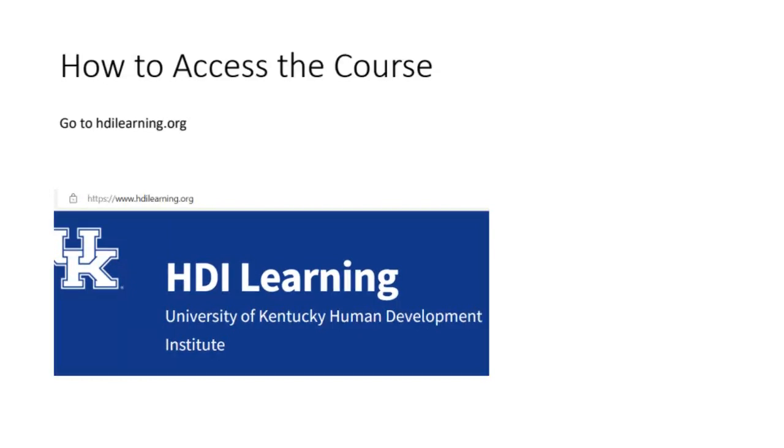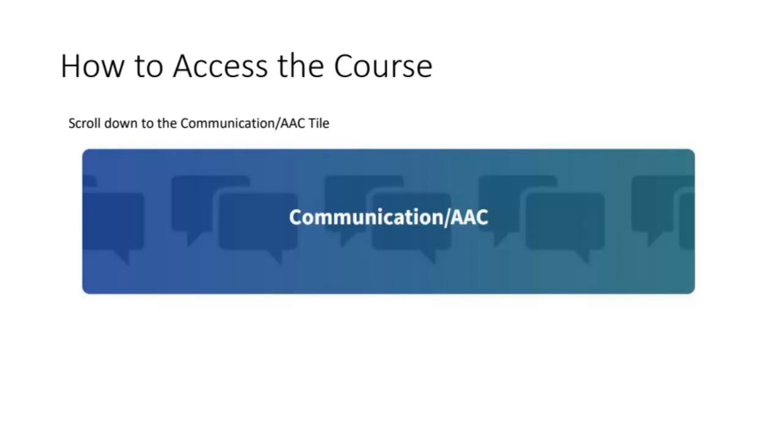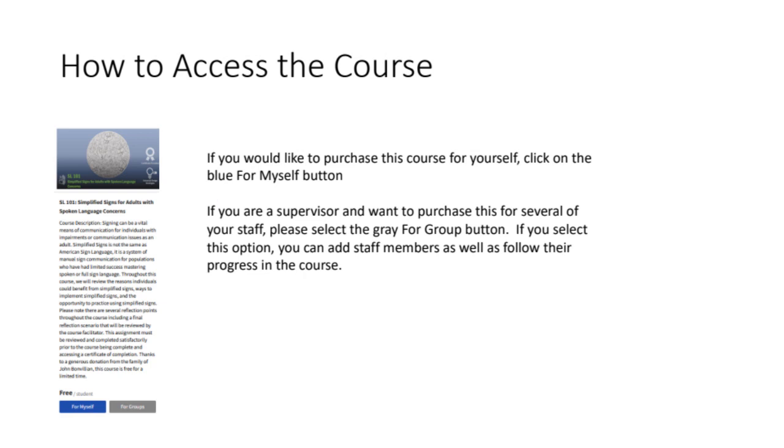Okay, once you're at hdilearning.org, then you will scroll down, and we now have a communication/AAC tile on that home page. So you'll see that. You can click on that. You will see the simplified signs course, and this is what it looks like. If you would like to take the course just for you, click on the blue For Myself button, and that will take you to another page where it will ask you for more information.